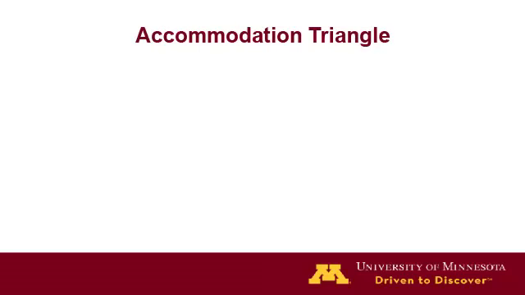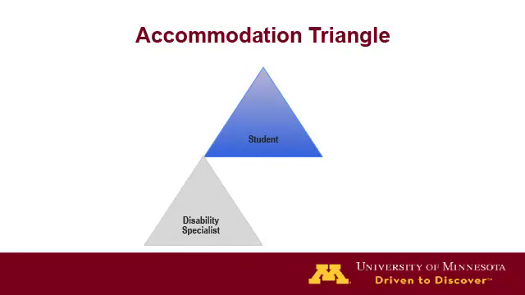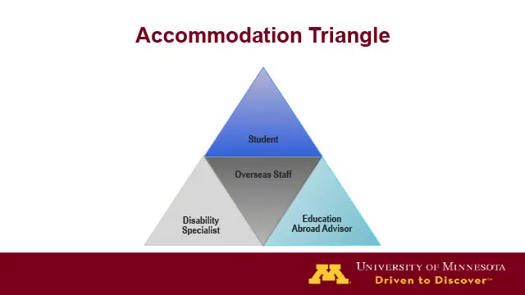When determining and arranging reasonable accommodations for a student with a disability, we typically use an accommodation triangle that includes the student, the Disability Services Advisor, and the faculty or Education Abroad Advisor. When planning for an education abroad experience, this model also includes the overseas contact. Each member has a key role in the accommodation process.